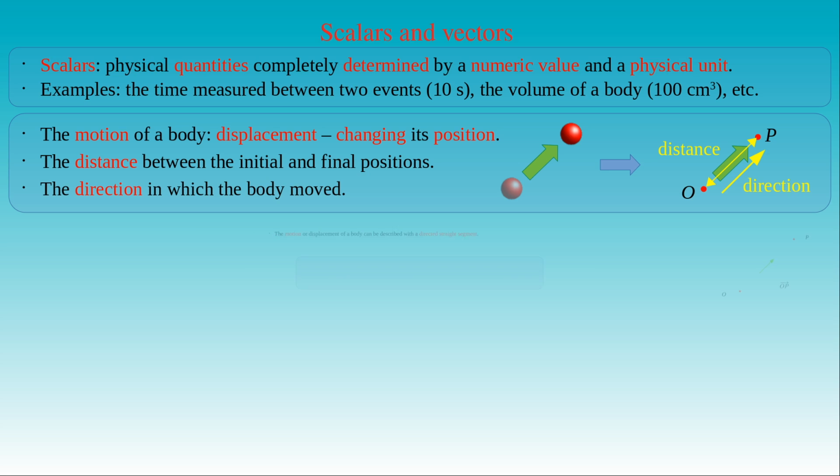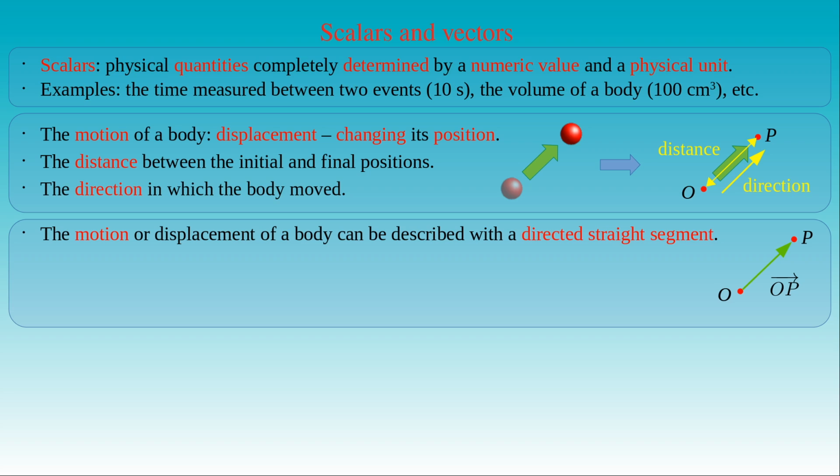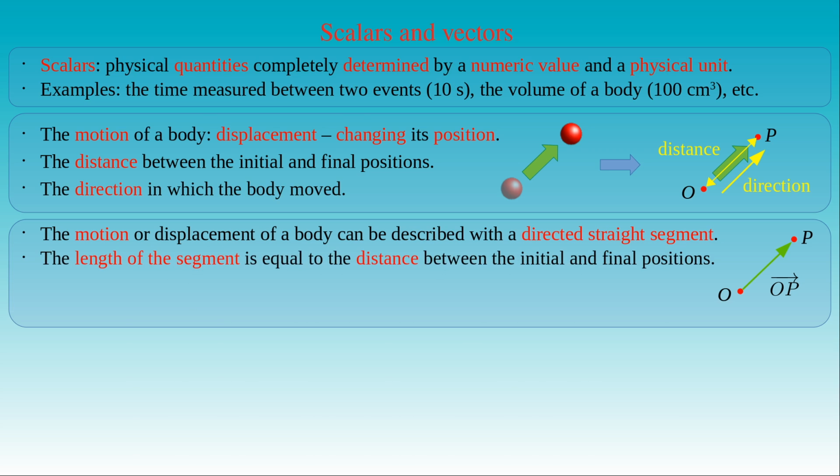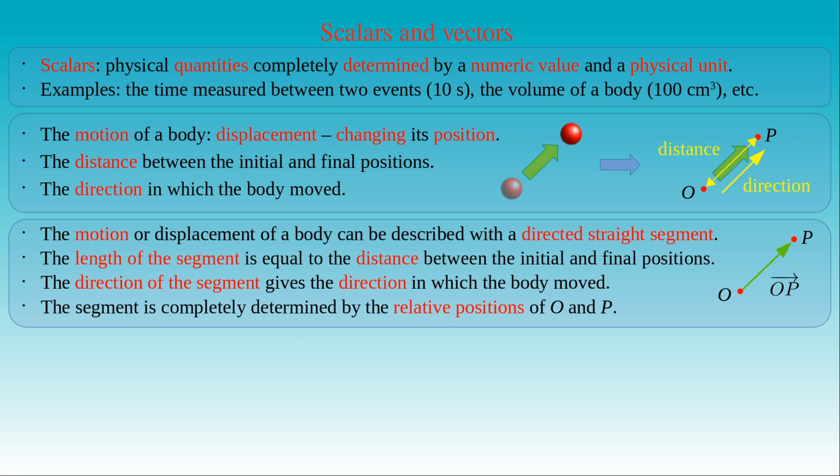Then the motion can be described with a directed straight segment. Its graphical representation is an arrow pointing from the initial position O to the final position P, and its notation is given by the letters OP with an arrow over them. We call this directed straight segment the displacement of the body. The length of the directed straight segment OP is equal to the distance between the starting and end points of the motion. And the direction of the segment gives the direction of the motion, that is, the direction of the line connecting the points O and P. This segment is completely determined by the relative positions of the points O and P. As a result, the location of the starting point of a displacement is irrelevant. What matters is the relative positions of the starting and the end points.